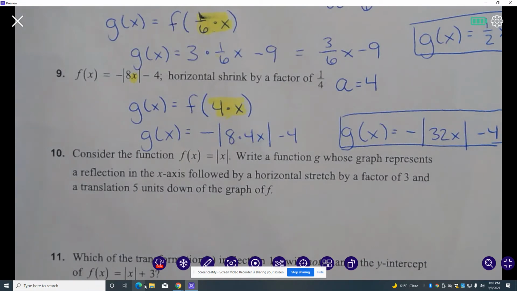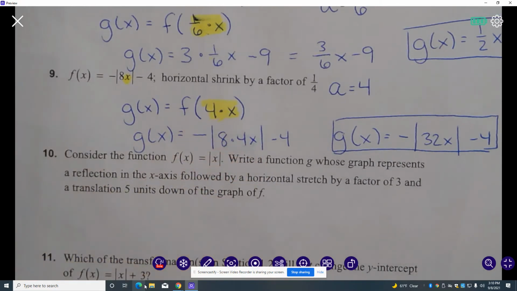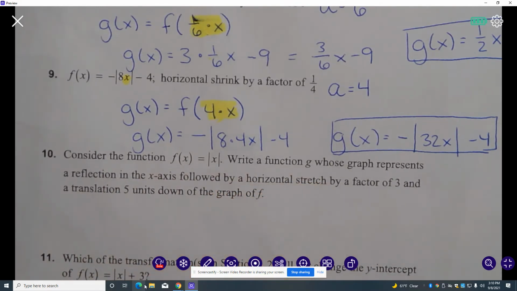Okay. Last one, number 10. Consider the function f of x equals the absolute value of x. So we're working with the parent absolute value function. Write a function g whose graph represents a reflection in the x-axis, followed by a horizontal stretch by a factor of 3, and a translation 5 units down of the graph of f.